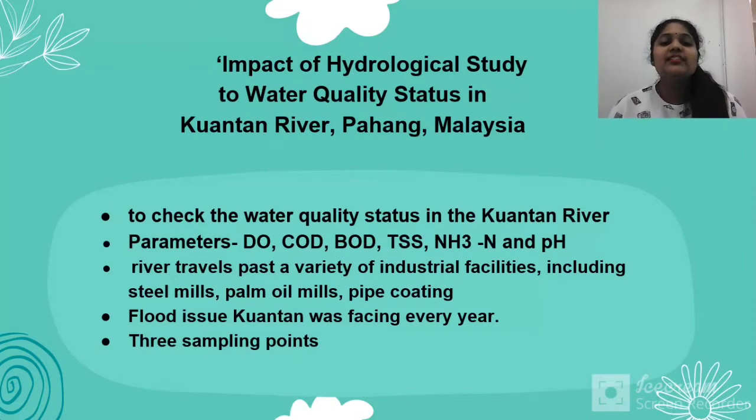The Kuantan River travels past a variety of industrial facilities including steel mills, palm oil mills, pipe coating and also other industrial factories. So we wanted to see whether these industrial facilities affect the water quality in the Kuantan River, and whether there is sedimentation in the river.